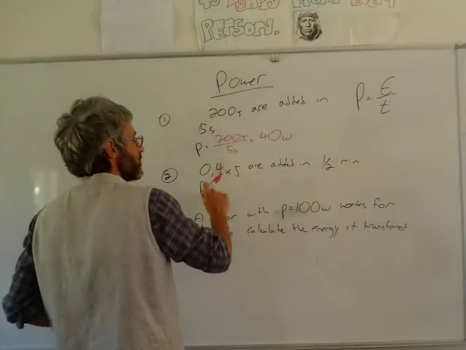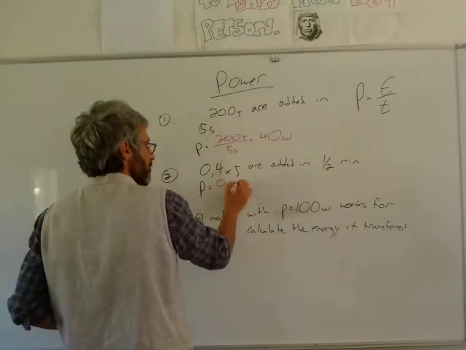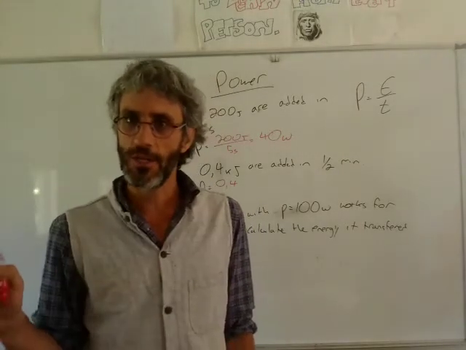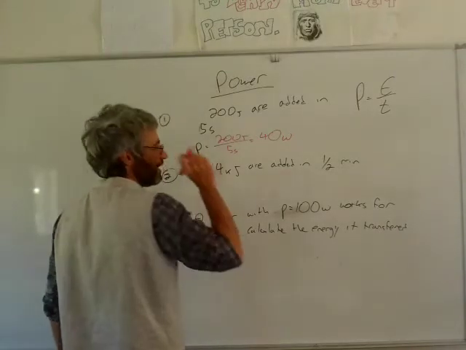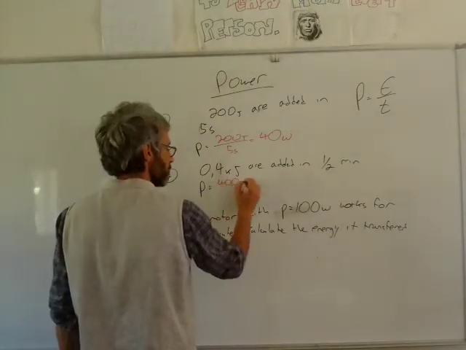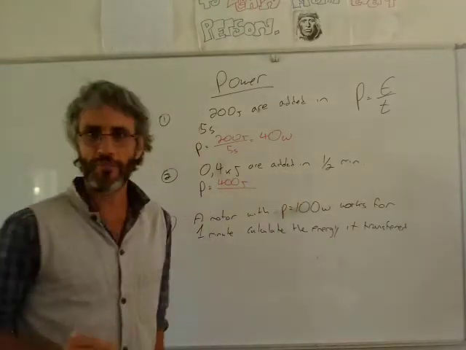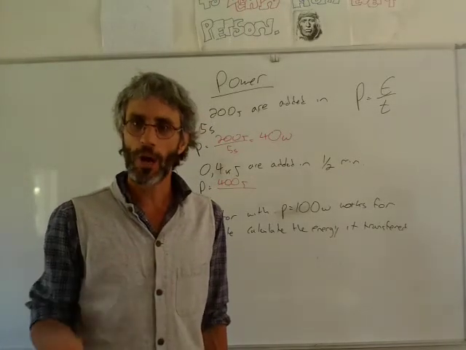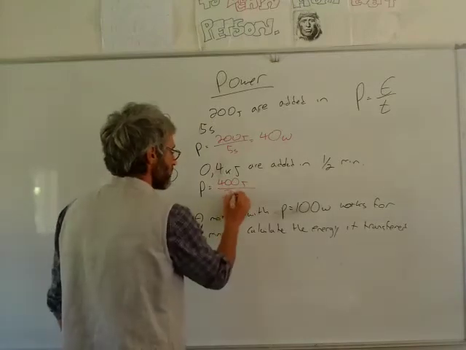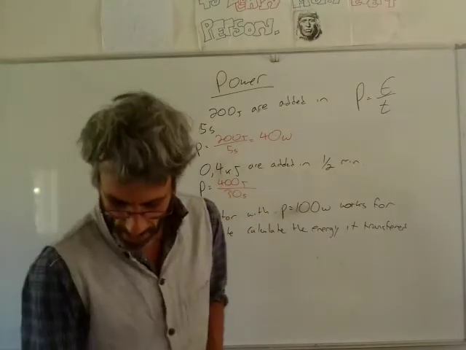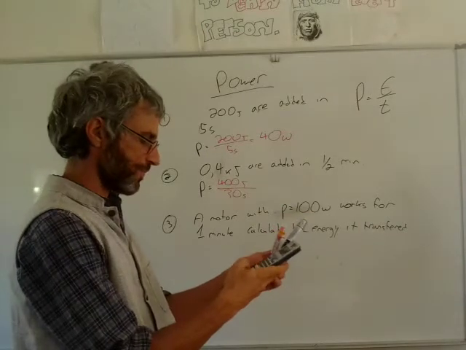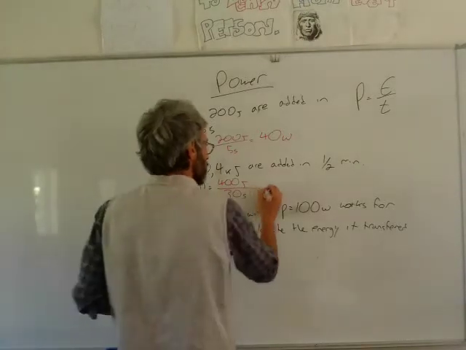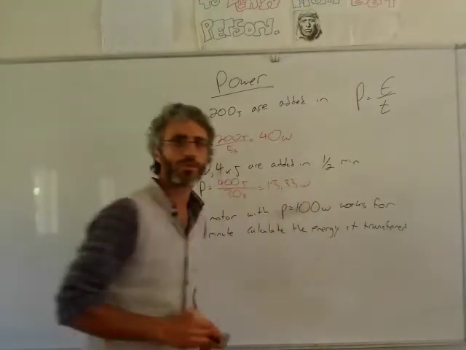Power is energy over time. What's the energy? I might be tempted to write 0.4, but then I say, hang on, that's a kilojoule. I have to work with joules. Kilo means 1,000, so 0.4 times 1,000 is 400 joules. Divided by half a minute. Again, I shouldn't write 0.5 because that's in minutes. I must write it in seconds. How many seconds is half a minute? 30 seconds. I put that into my calculator and I get 13.33. We usually use 2 decimal places, so 13.33 watts.